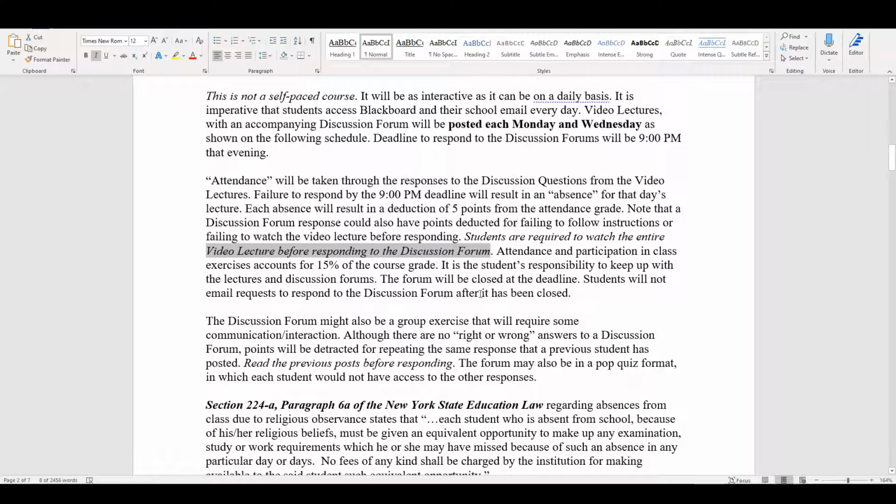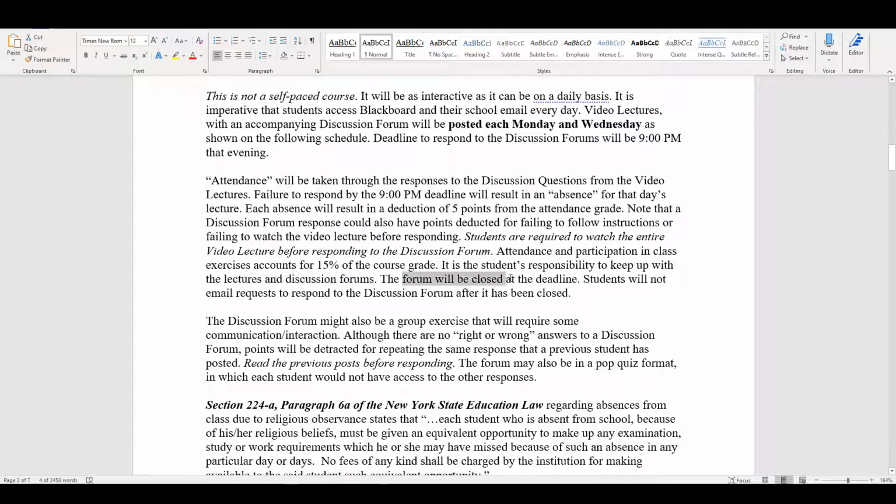I can't do that. Attendance and participation will account for 15% of the total grade. We'll look at that breakdown here in a minute. So it is your responsibility to keep up with the lectures and the discussion forums. Right up front, they're going to be posted on Mondays and Wednesdays.